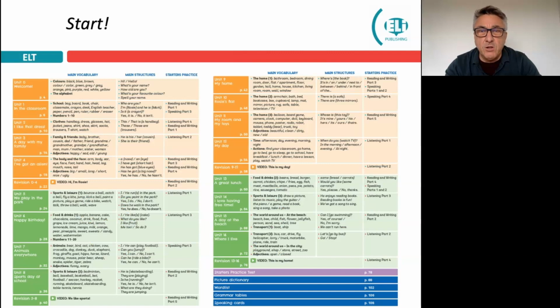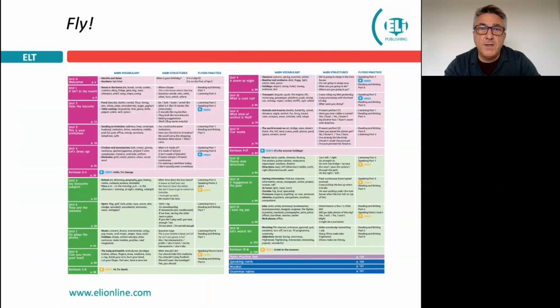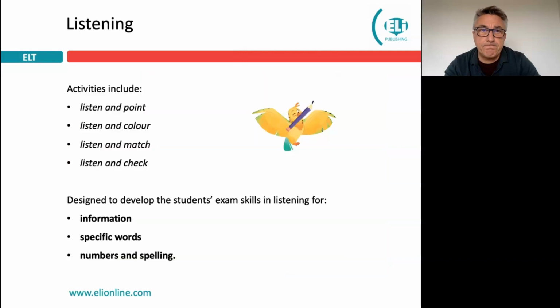Let's take a look at the contents pages quickly for the 3 books. You can pause the video and take a look, just to say that there is a revision at the end of every 4 units and resources at the back of the book. Same with Move. Every 4 units there's revision and there are resources at the back of the book. And with Fly we have the same approach here also. You can see there are speaking cards featured throughout to support students in the speaking exam.